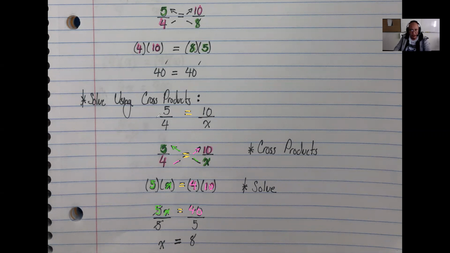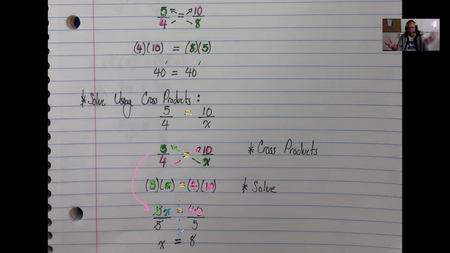Again, all we did is we changed this, using cross products, into an equation. 5x should equal 40. Ladies and gentlemen, you should know how to solve this. This is an equation. Remember that our goal whenever we're solving equations is always to isolate the variable. We want the x to be by itself on the side of the equation that it's on. Remember, equations are just scales.